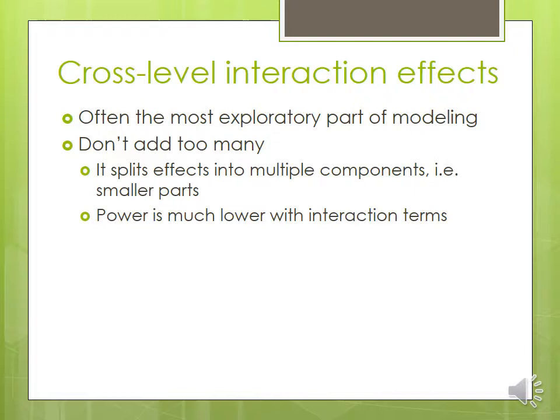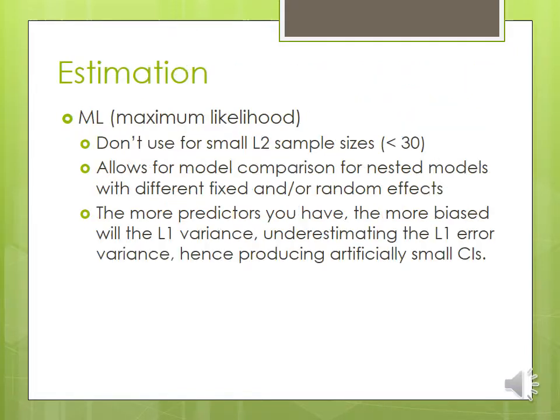Another recommendation is don't add too many. You want to be somewhat parsimonious because you're splitting your effects into multiple components and your power is much lower with interaction terms in general. But now, if you have a cross-level interaction, you have no variance within a group in your level 2 predictor. So that adds to the power dilemma. So power is even lower when we're talking about a cross-level interaction effect compared to a within-level interaction effect the way it is in standard regression.